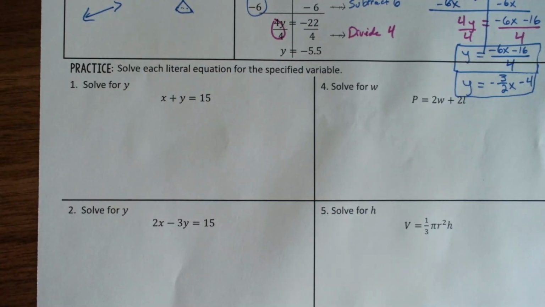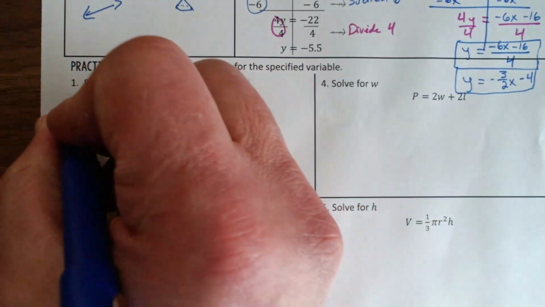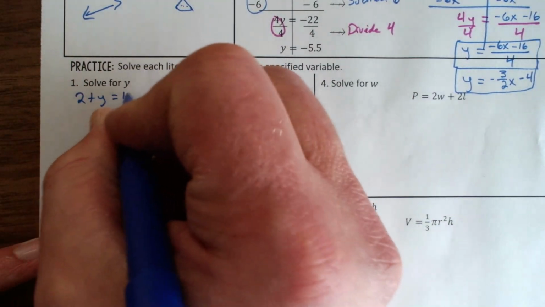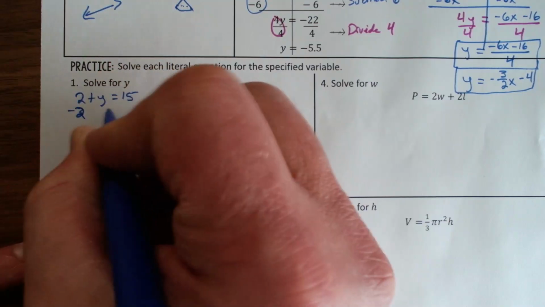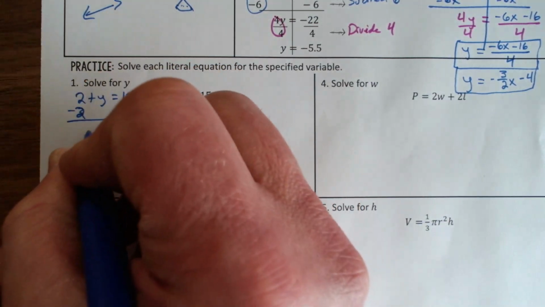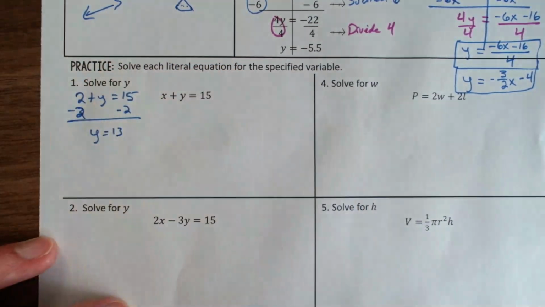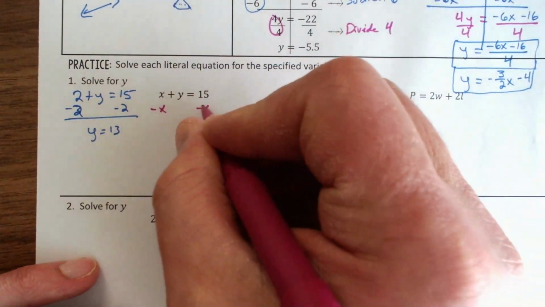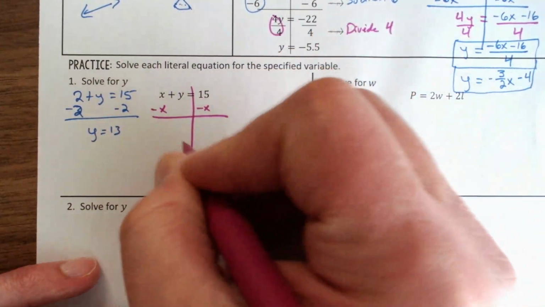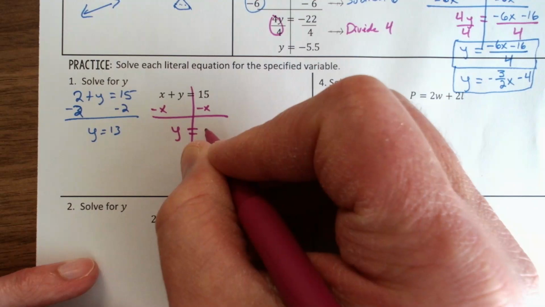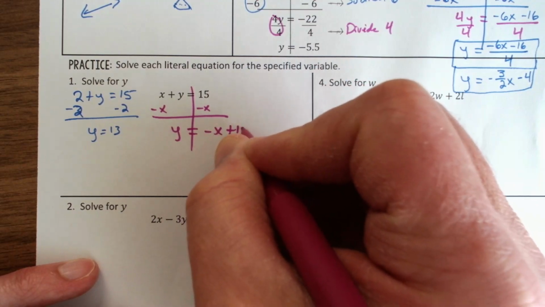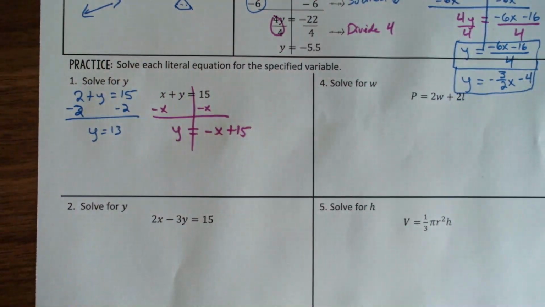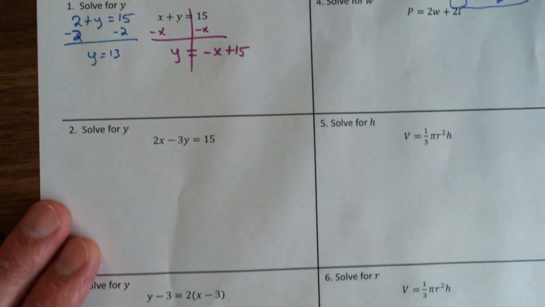So here, solve for y. Well, if this was 2 plus y equals 15, I would subtract by 2, and I'd be left with y equals 13. So I'm going to do the exact same thing. I'm going to subtract by x. I can't actually take 15 minus x, so it's just negative x plus 15. That's it. Done. There's no other steps for it.